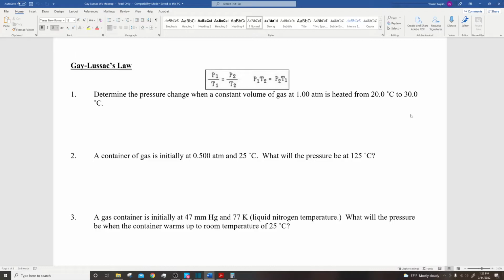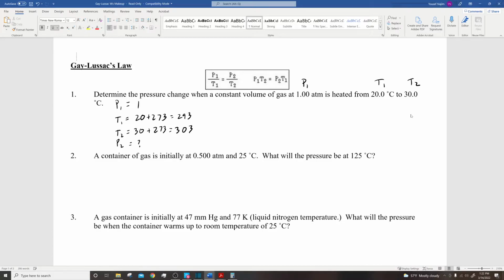So determine the pressure change when a constant volume of gas at 1 atm is heated from 20 to 30. So this is going to be our P1. This is going to be our T1. And this is going to be our T2. So over on the side, we're going to do P1 is equal to 1 atm. And then T1 is equal to 20 plus 273, which is equal to 293. And then T2 is equal to 30 plus 273, which is equal to 303. And then P2 is what we're solving for.